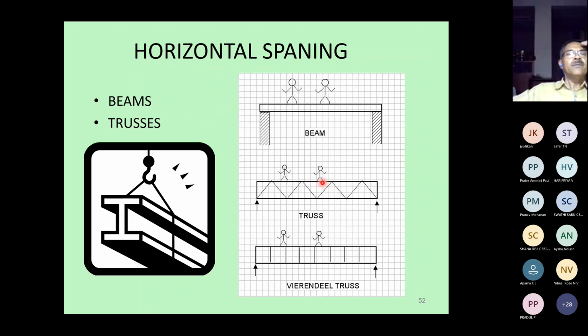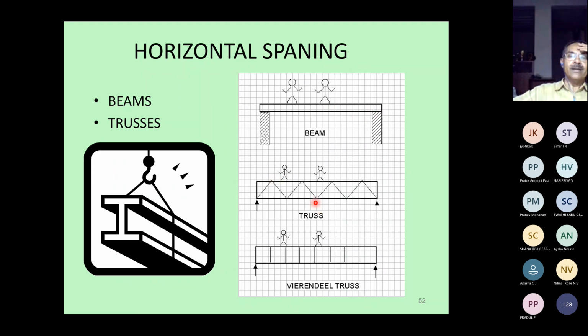Now, for example, horizontally spanning elements are beams and trusses. The beam is, as you all know, made of steel, concrete, timber, aluminum or anything. When you put a load on the top, it will have a certain bending moment and certain shear forces, and finally the load travels to the support through the bending moment and shear force.